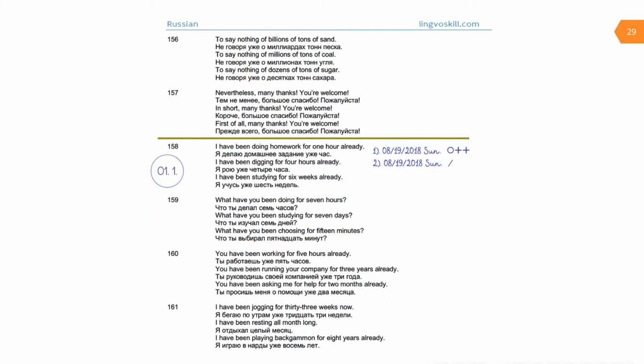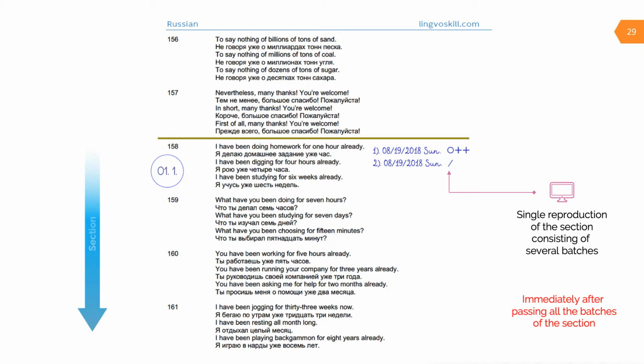But in this case, you are performing such a reproduction through all the batches of the section. For example, we have 2 batches in this section, and you make 1 pass. After that, put a slash sign, which means that you have made a single reproduction of the whole section of several batches after the initial downloading. That is batch by batch pass.